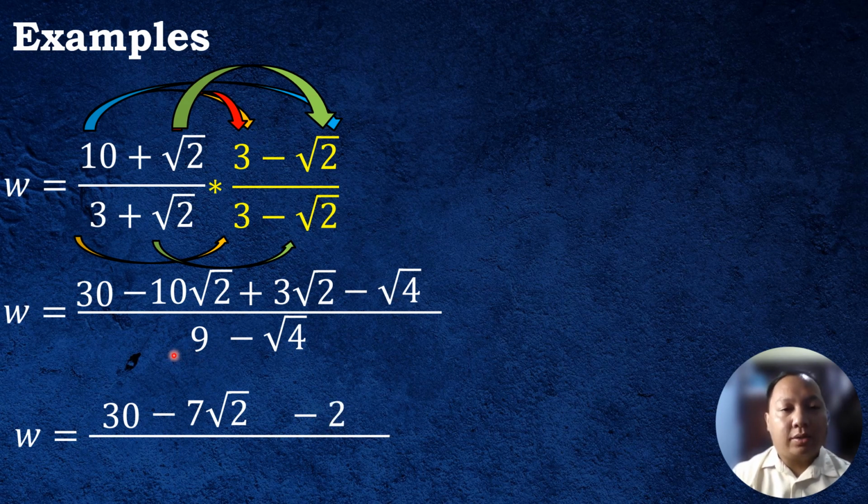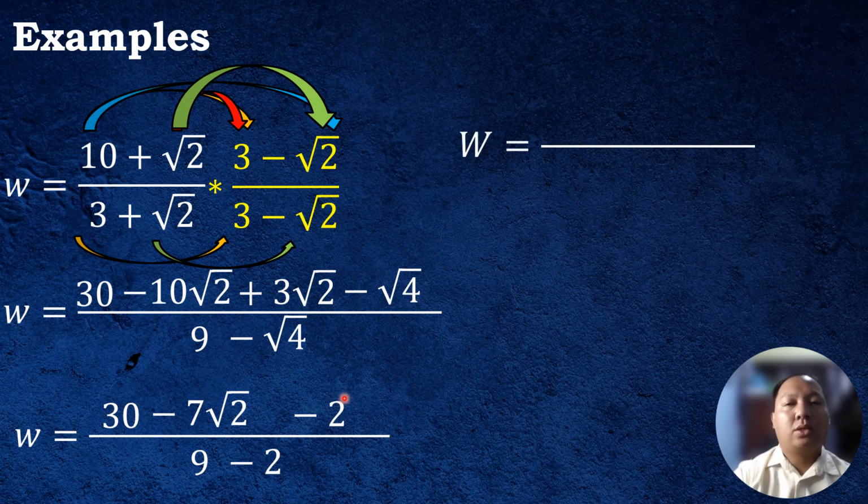Sa denominator naman tayo. Bring down 9. Now, minus square root of 4, again, square root of 4 is 2. Now, let's try to subtract. 30 minus 2 is 28. Now, bring down negative 7 square root of 2.